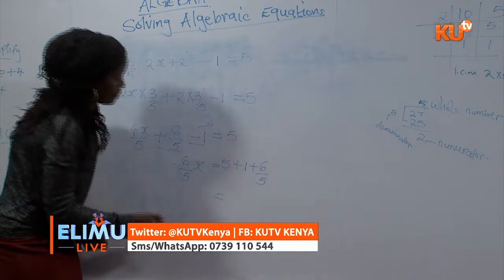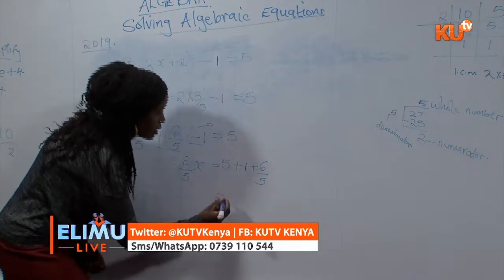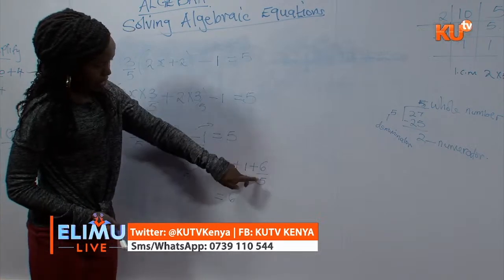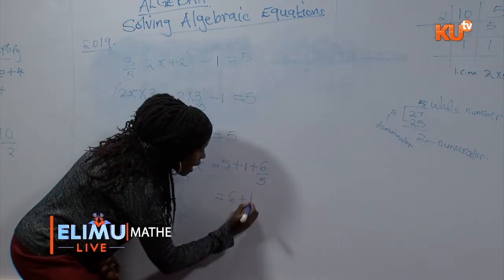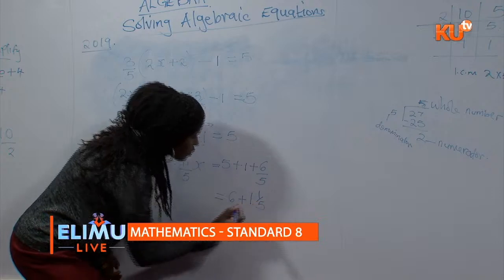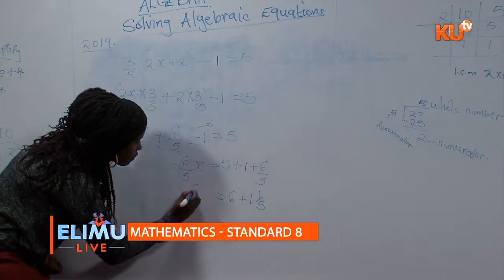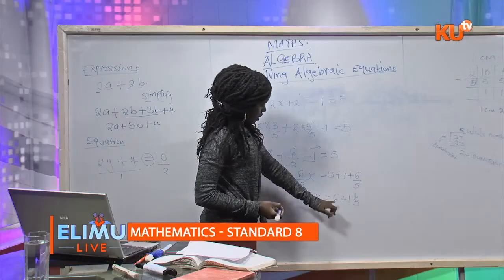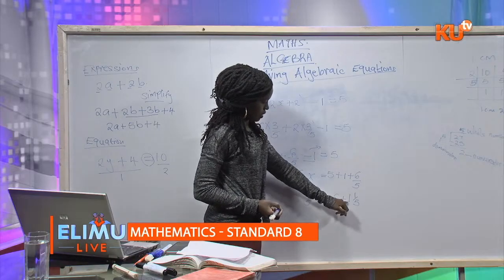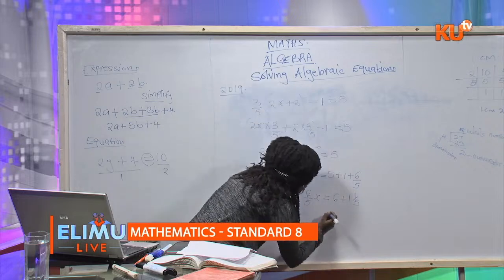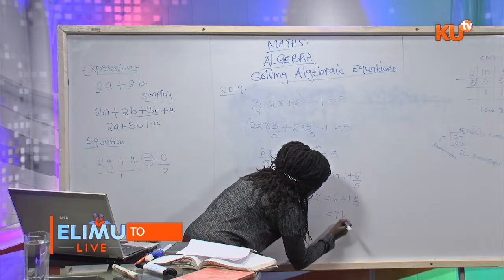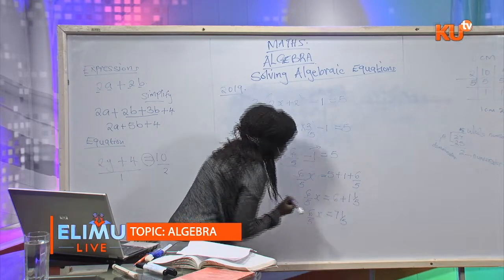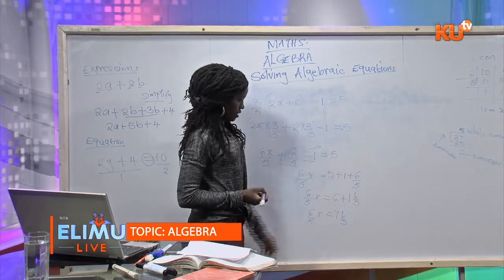So let's try to solve this. 5 plus 1 is 6, and then this 6 over 5 is the same as 1 over 5. So this side I still have 6 over 5x. You add this 6 plus 1, we get 7 and a fifth. So we have 7 and a fifth. This side I have 6 over 5x.